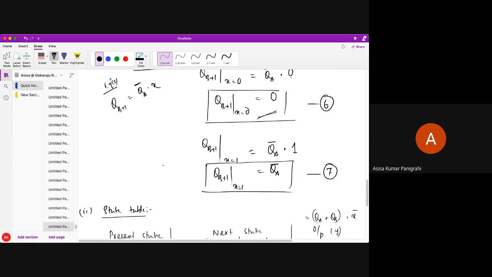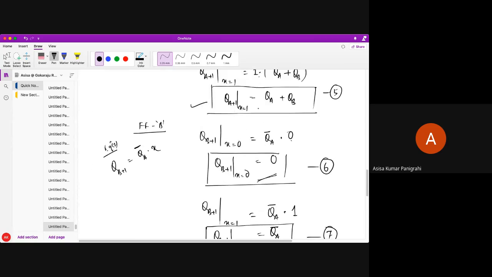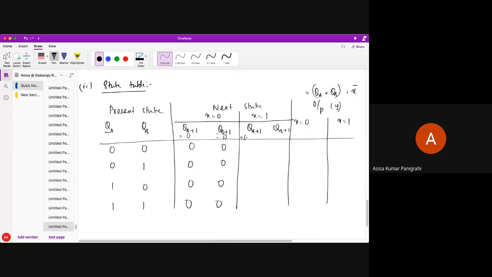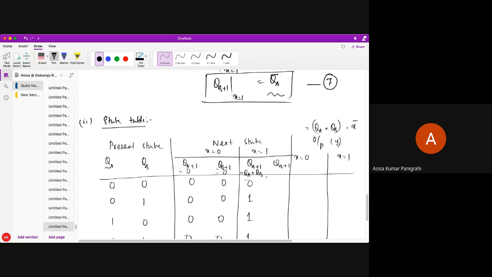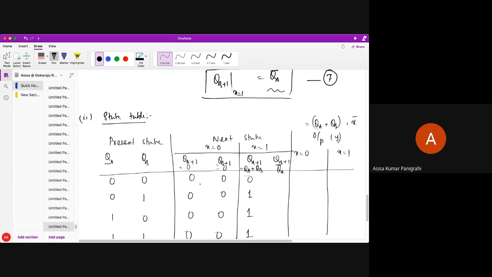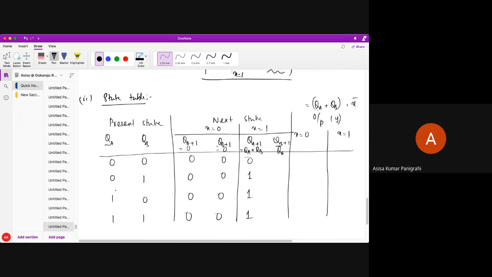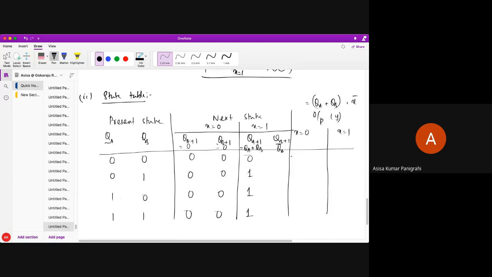Now, for x equal to 1, QA plus 1 is just an OR gate, QA or QB. So if I perform the OR operation: 0 or 0 is 0, 0 or 1 is 1, 1 or 0 is 1, 1 or 1 is 1. Over, simple. What is QB plus 1? QB plus 1 is QA bar. Whatever is QA, just the opposite: 0 0 1 1 0 0, over.